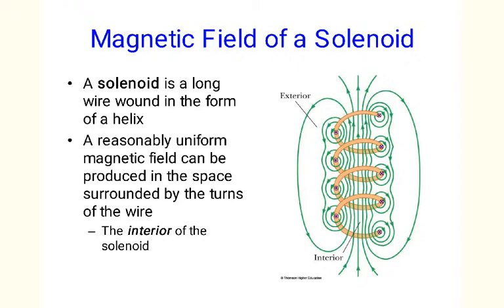A solenoid is a long wire wound in the form of a helix. If the wires are tightly wound, a reasonably uniform magnetic field can be produced in space surrounded by the turns of the wire, called the interior of the solenoid. The magnetic field lines enter the solenoid from the bottom and exit on the top. The magnetic field lines are approximately parallel in the middle of the solenoid.